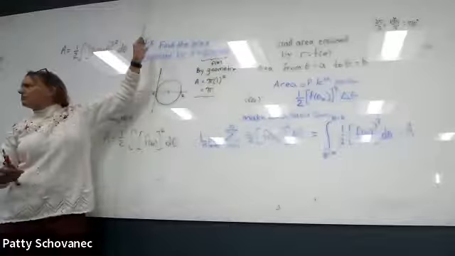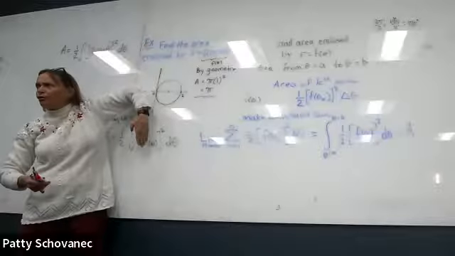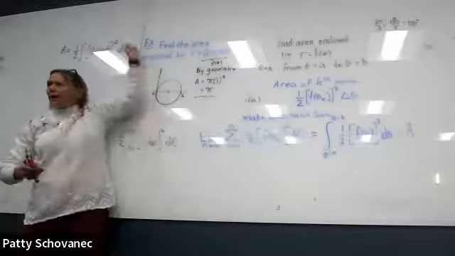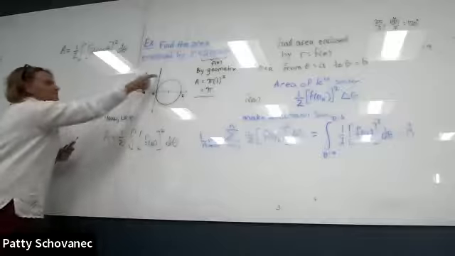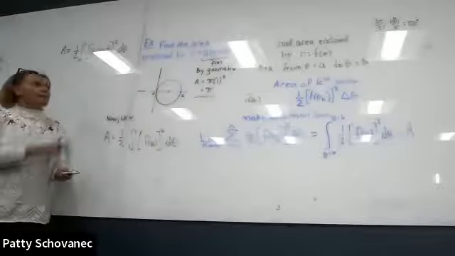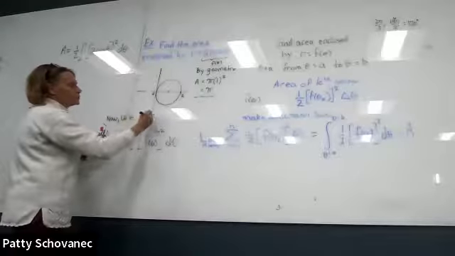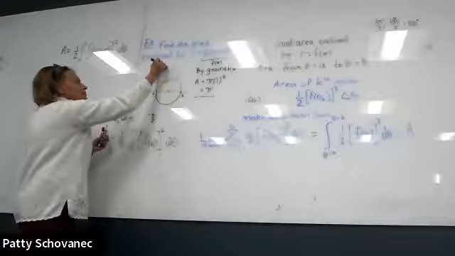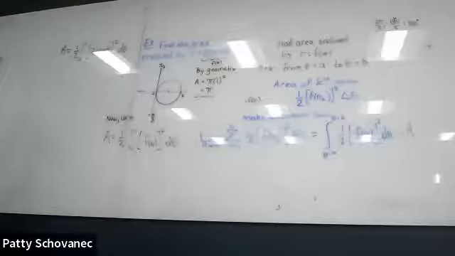You always have to integrate from smaller angle to larger angle. So I can't integrate from 3 pi halves to pi halves. I won't get that. From 3 pi halves to pi halves gives you this. Ain't nothing over there. Okay, so I'm going to integrate from negative pi over 2 to positive pi over 2. Always integrate in a clockwise or counterclockwise manner.